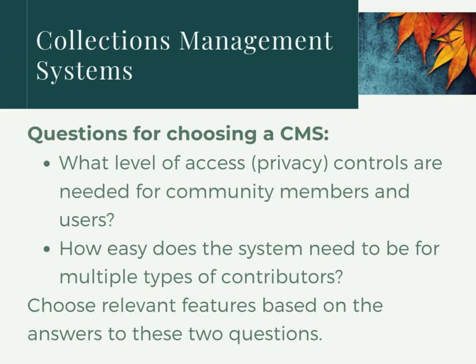So collections management systems, choosing a collections management system for a community archive really means looking at a couple of main questions, like what levels of access or privacy controls are needed for the community and the members, and how easy does the system need to be for multiple types of contributors. In my experience, these same questions might not be what somebody at a larger institution or an academic archive is looking at when they are first looking at choosing a collections management system. Those institutions might need to focus on capacity or other features first.